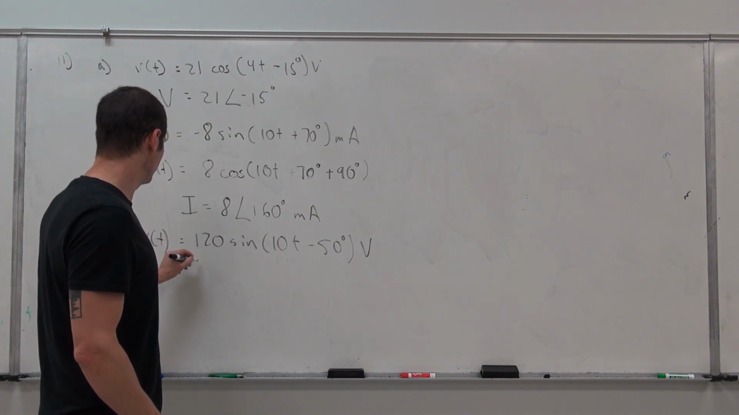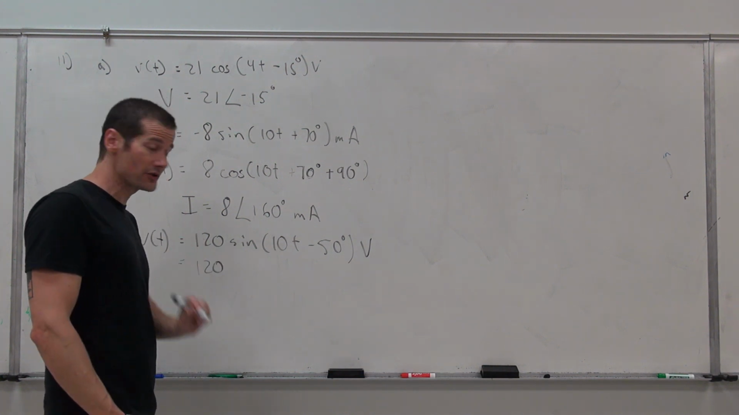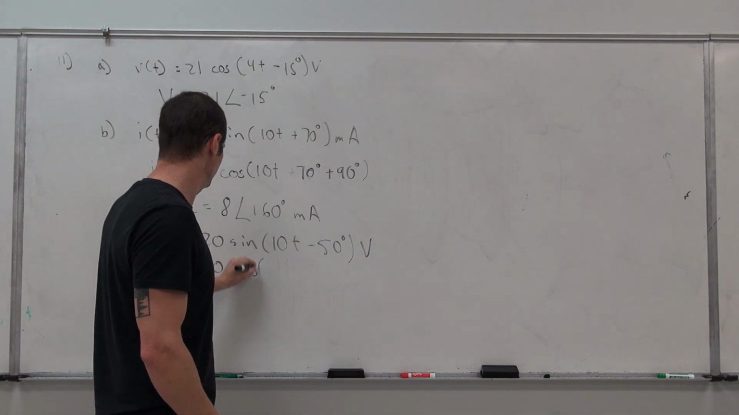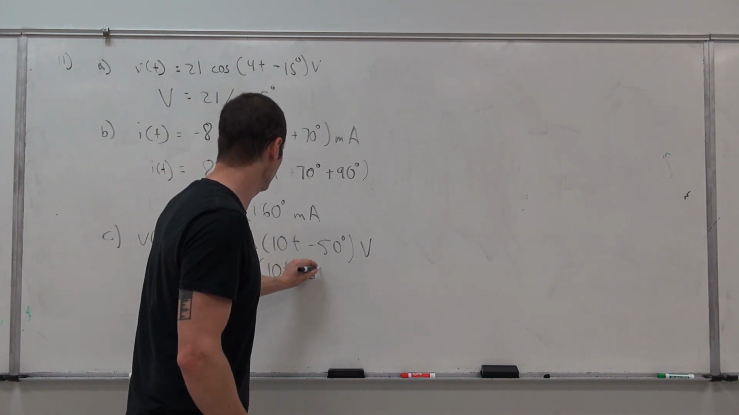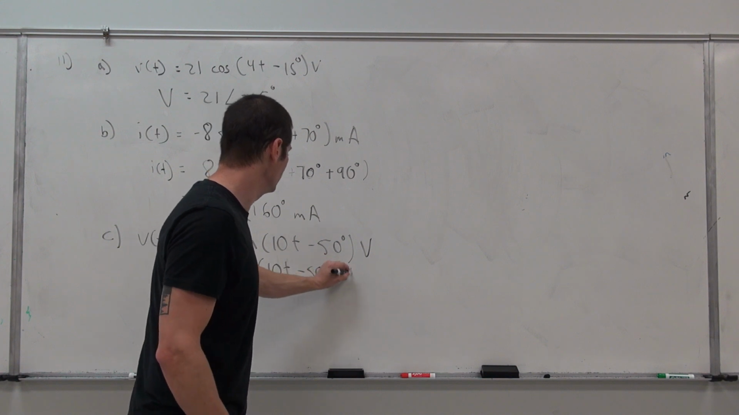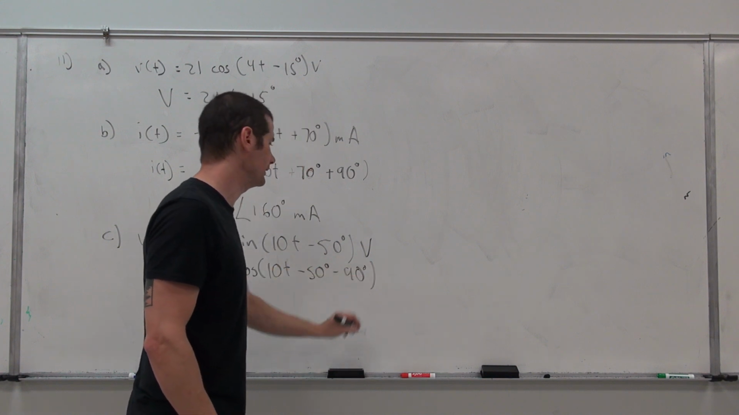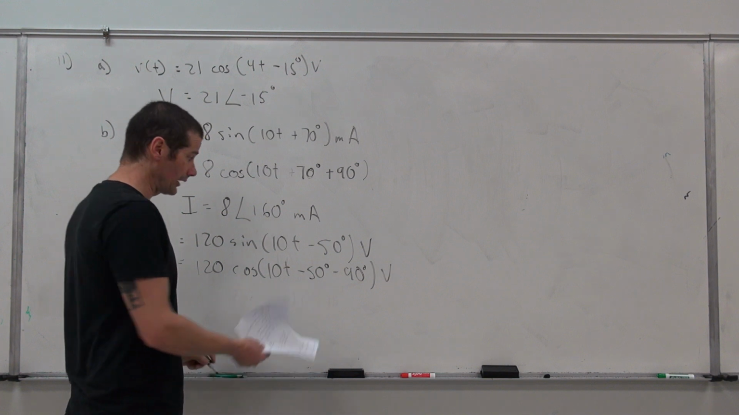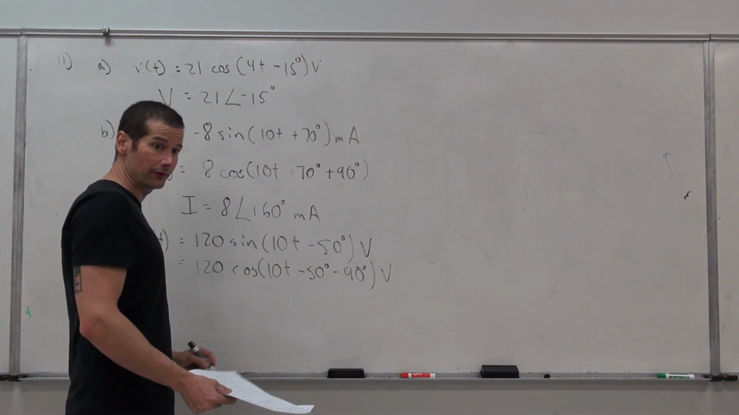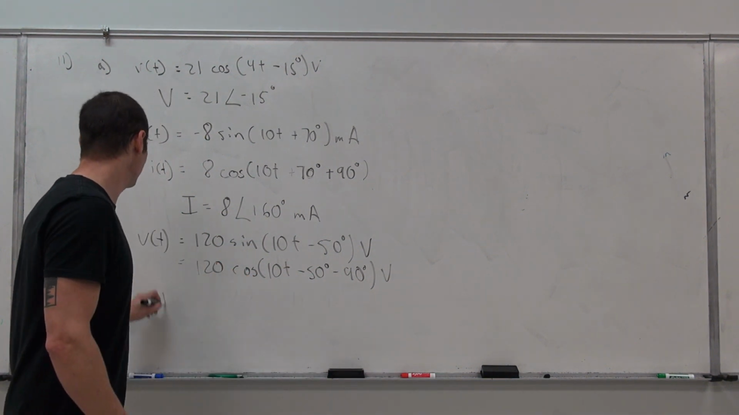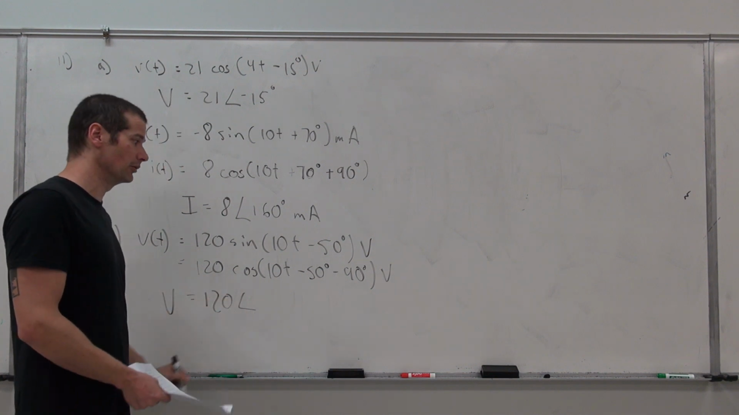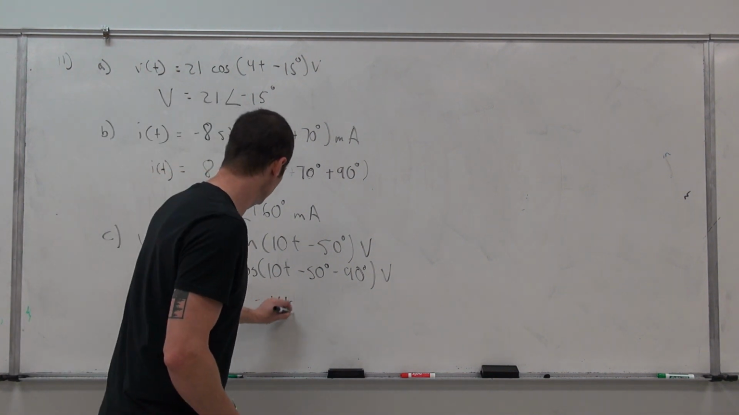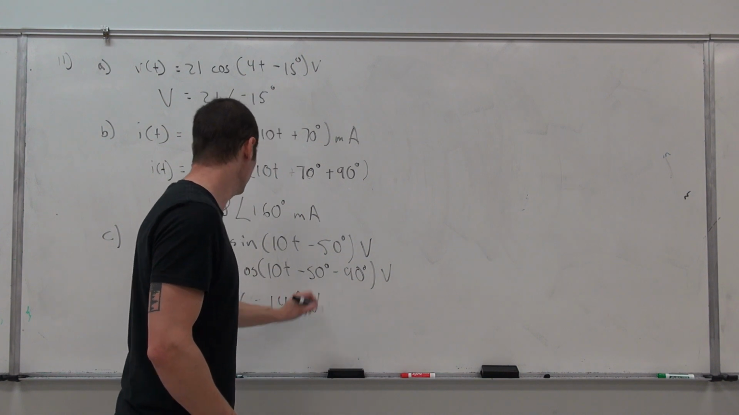So that's equal to 120 cosine 10t minus 50 degrees minus 90 degrees volts. So that comes to negative 140 for here. So capital V is equal to 120 at an angle of negative 140 degrees volts.